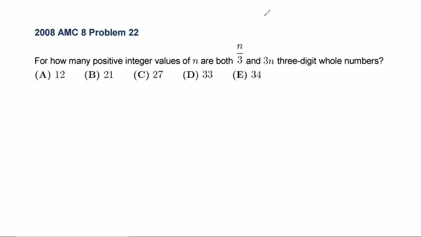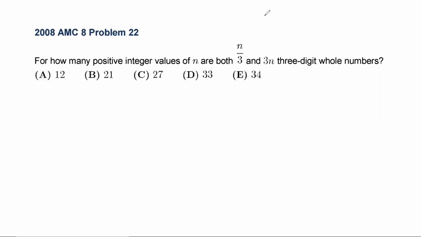So both n over 3 and 3 times n are three-digit whole numbers. Basically, what we've been doing during this class is going over past year AMC 8 problems, and the topic here is number theory. If you want to catch up on what you missed, this video will be uploaded on YouTube later, so you can always rewatch it.